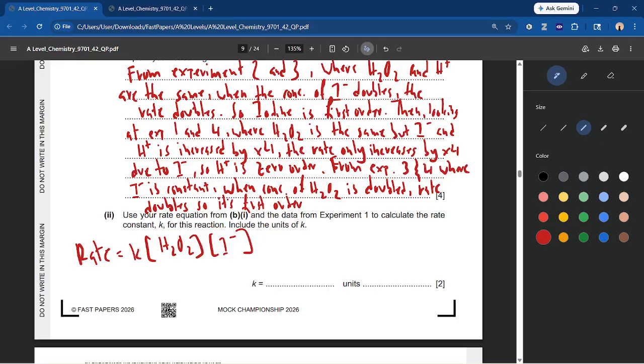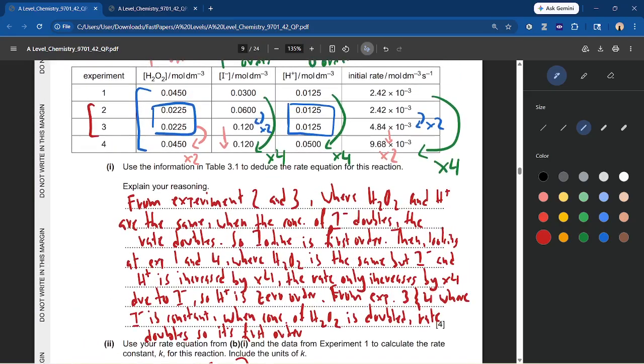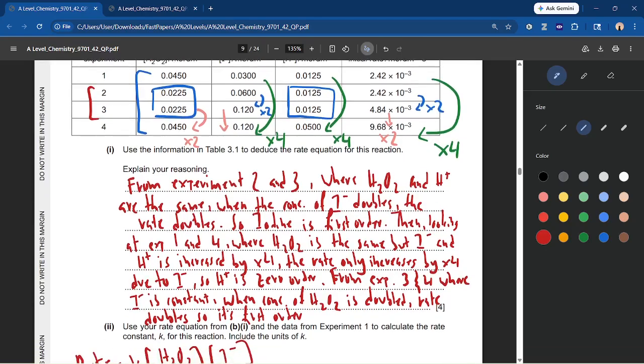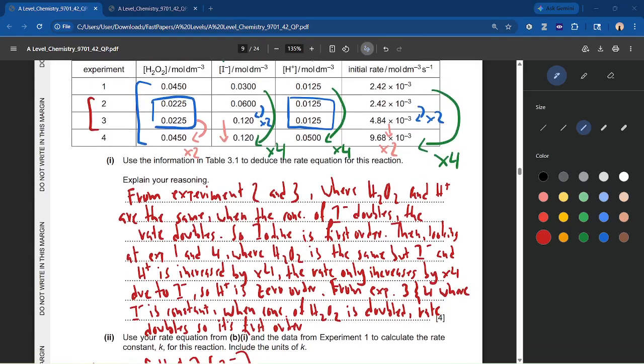So now we have to figure out, using the rate equation from B and the data from experiment 1, to calculate the rate constant for this reaction, and include the units of K. We can use any one for this, so how about we stick with experiment 1.